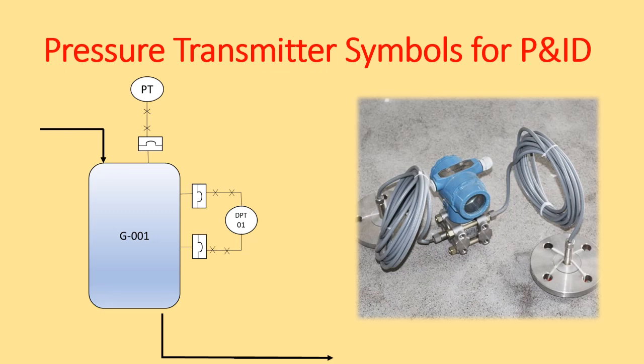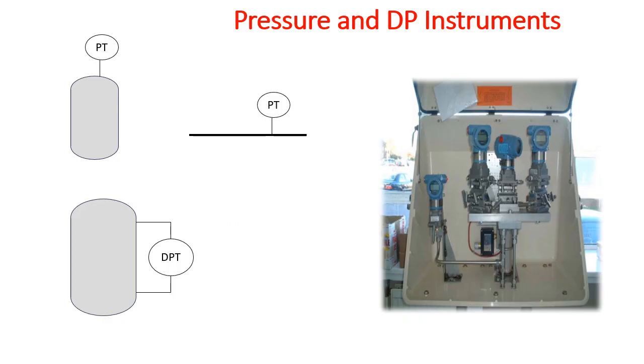In this particular lecture, we are going to discuss different pressure transmitter symbols for the P&ID. We'll be discussing the pressure transmitter and the differential type pressure transmitter. Both we are going to discuss in this particular lecture. So the pressure transmitters are normally depicted as shown in this figure.